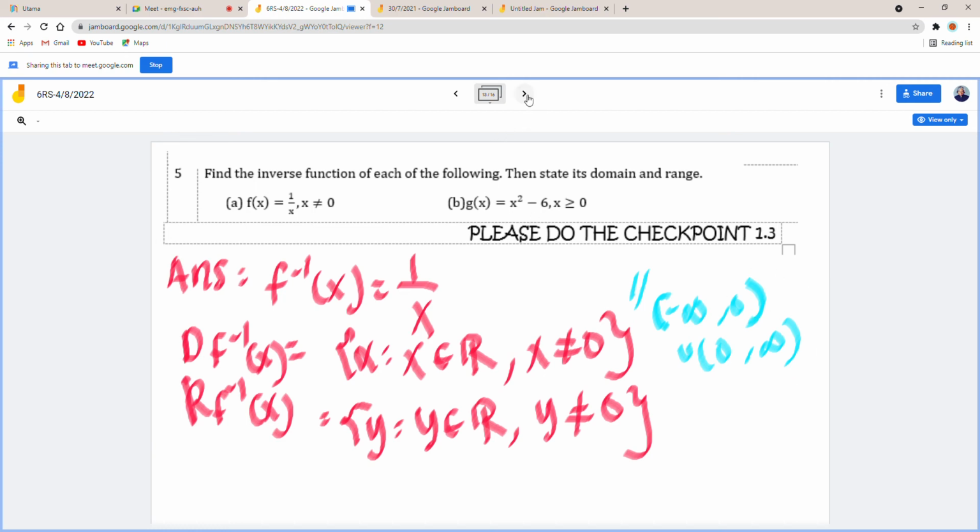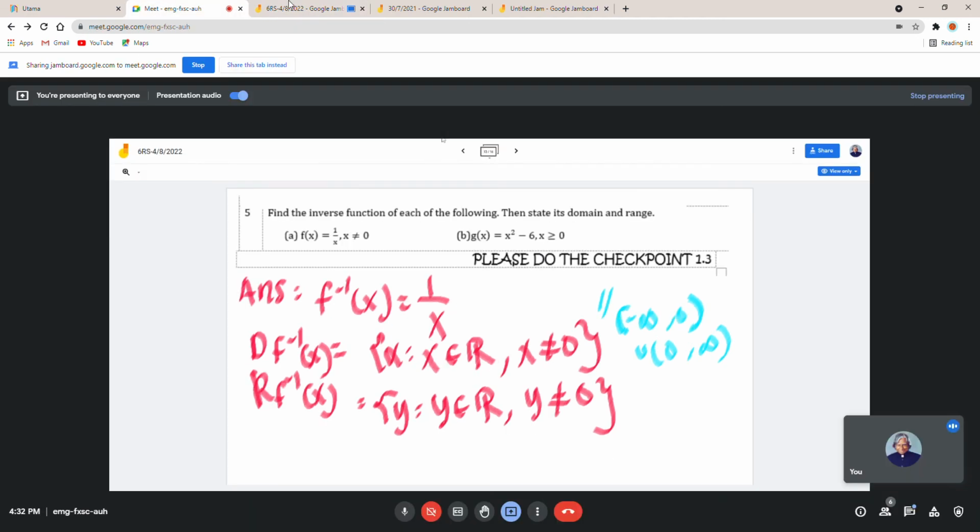Is that linear? What graph is this? Reciprocal. So you understand, right, how you get this one? Yes, sir. Okay, then I'll go for the next one.